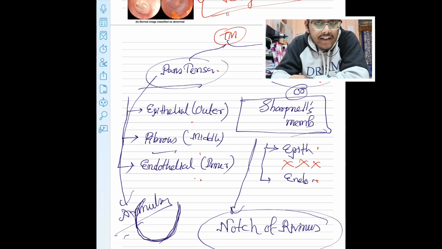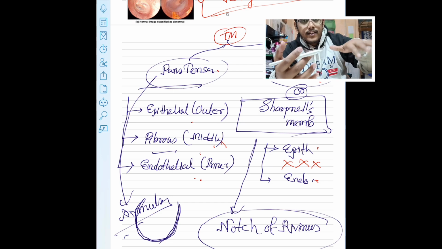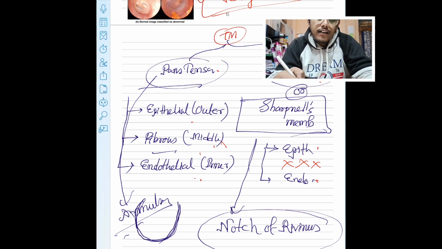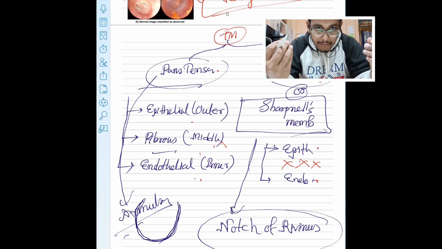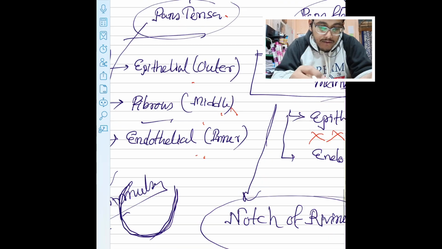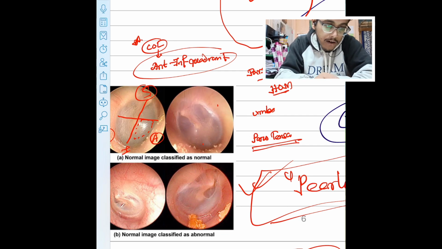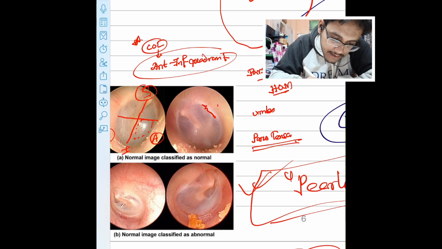Pars tensa is very tense because of 3 layers, but according to some books, the fibrous layer is present in both cases, but in the pars tensa the fibrous layer is well organized and well oriented. In pars flaccida the fibers are not organized and very minimal also. That's why there is flaccidity of the pars flaccida or Shrapnell's membrane. Fine. At the outer border of the pars tensa, you can see this part is a thickened part.